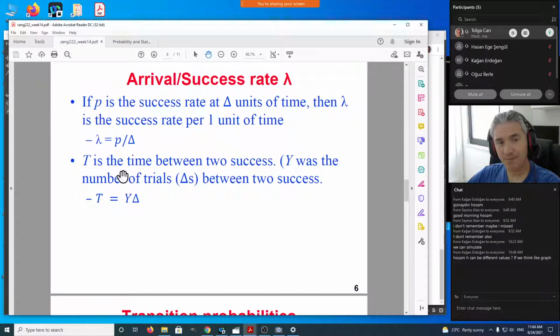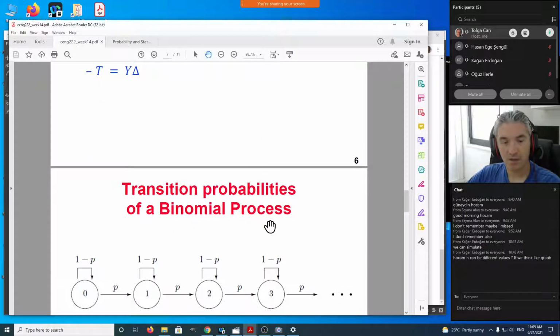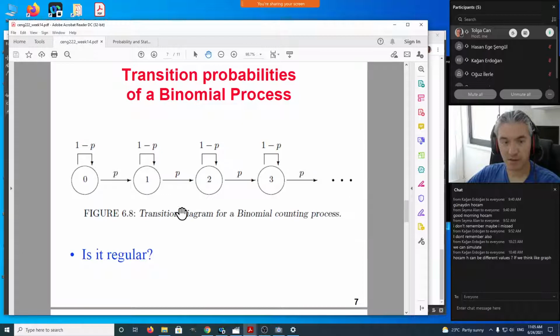So t becomes the time between two successes. We already showed that Y was the geometric variable, but if your delta is not 1 unit of time, if you measure time in minutes, the expected number of trials times delta, your frame length, becomes the time you have to wait. So if you have to conduct, for example, 6 trials until the next success, and every trial is 3 seconds, you multiply 3 seconds by 6 trials to get the expected time in seconds you have to wait.